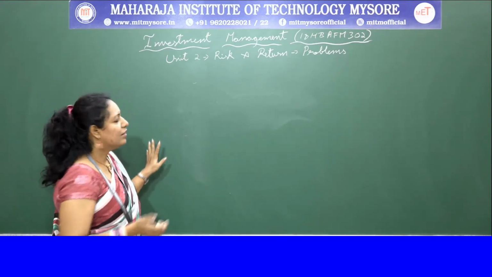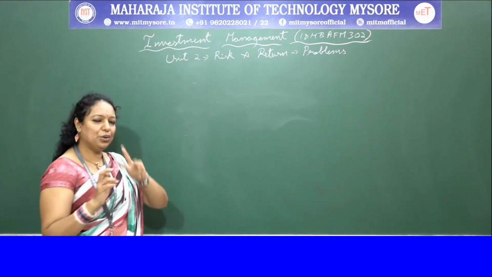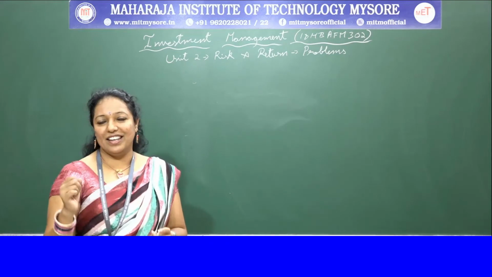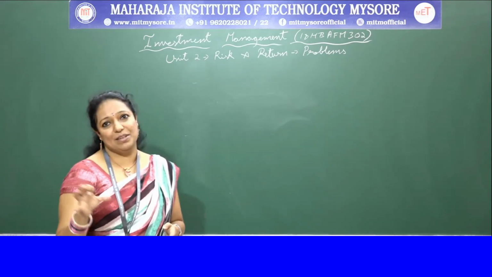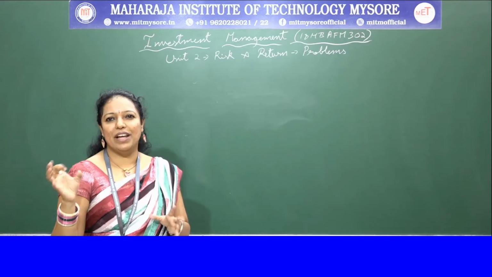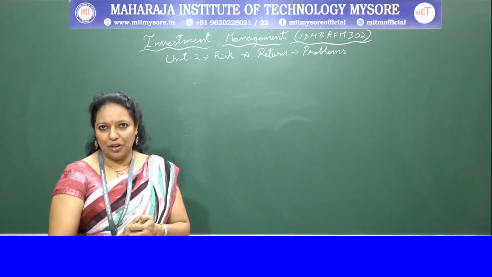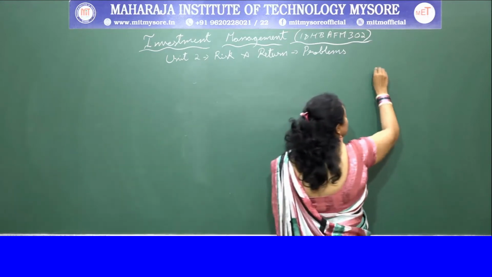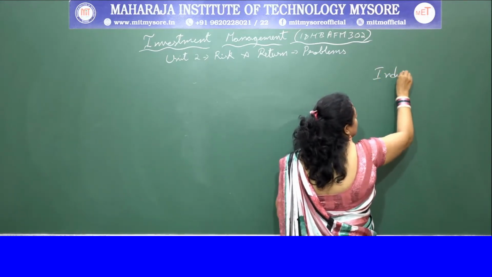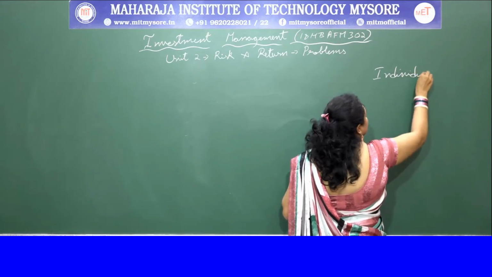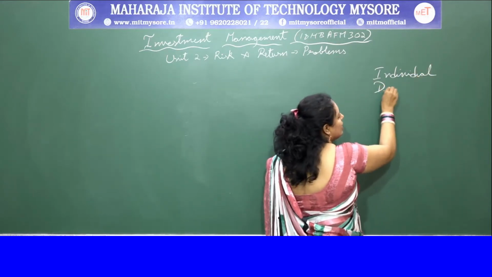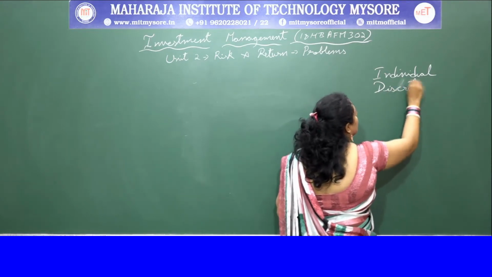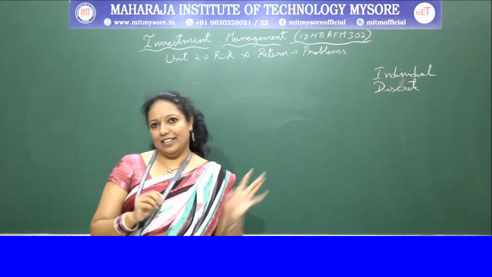To begin with the risk and return problems, there are two types of series. This is similar to statistics, and in the previous theory class also I told you that it is quite similar to statistics, and you need to make a decision on how to solve the problem. So there are two types of problems. I'll write here: one is the individual series, another one is the discrete series.